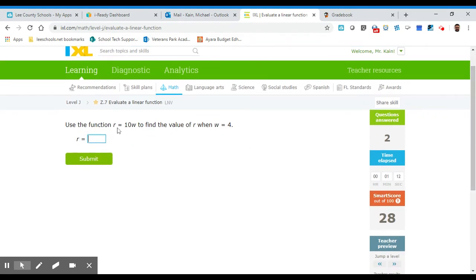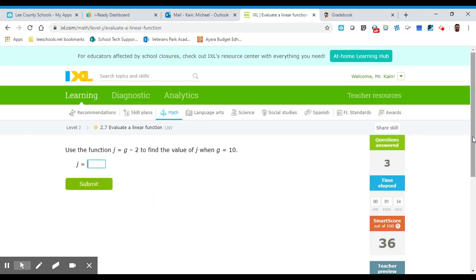questions like this. So r equals 10w. Find the value of r when w equals 4. So if I put a 4 here, the answer isn't 104, okay, right? Because this means 10 times w. So 10 times 4 would be 40.